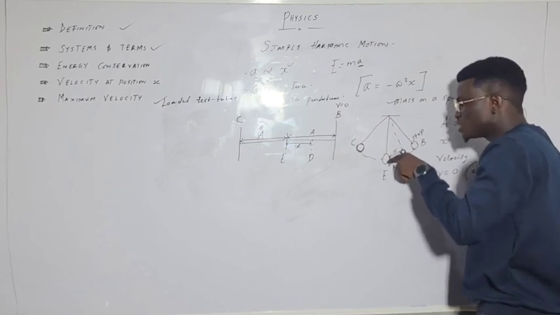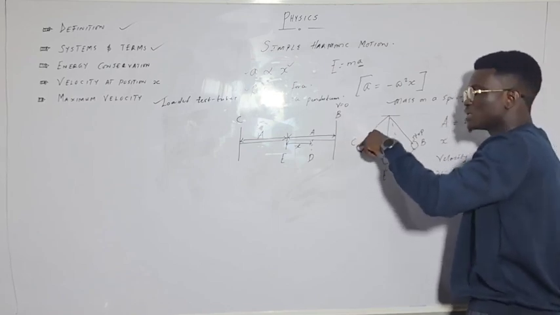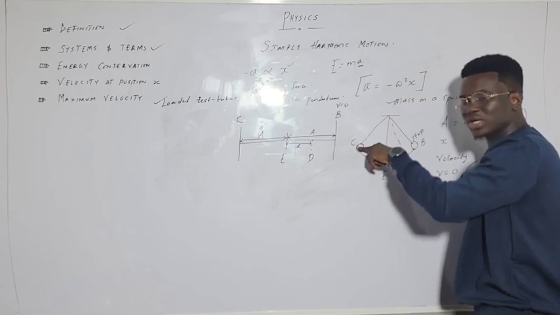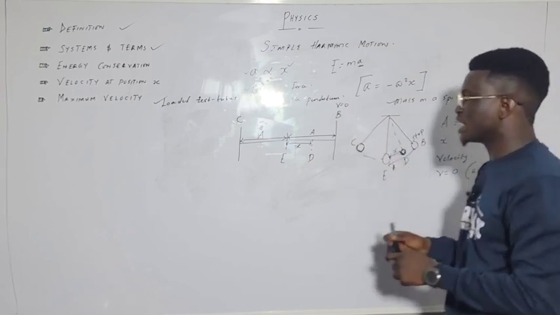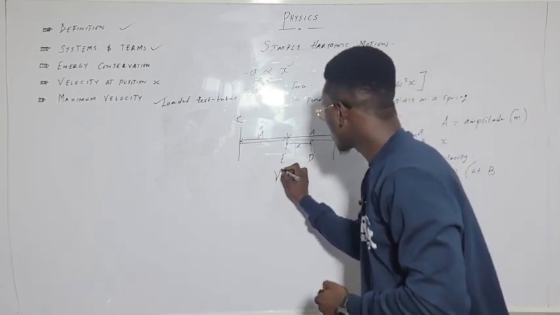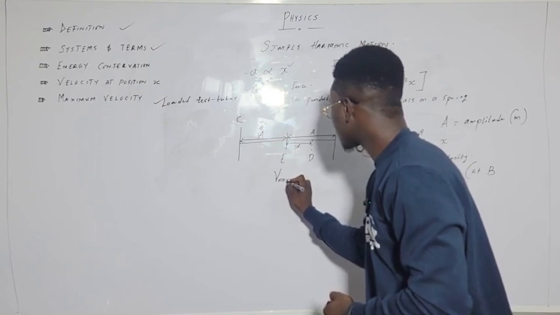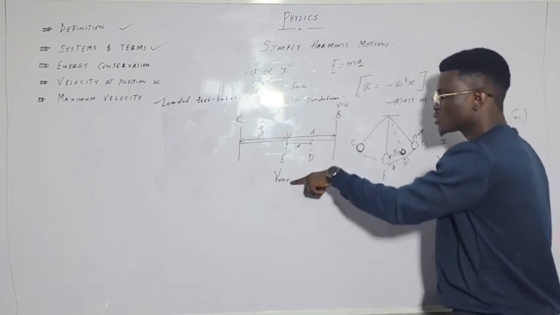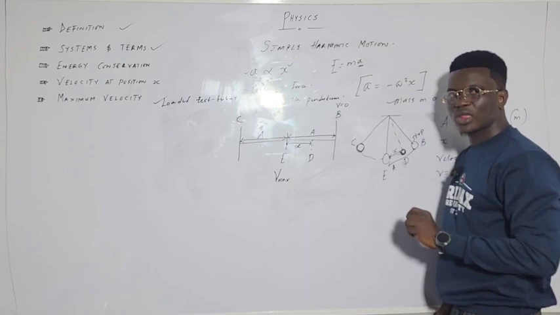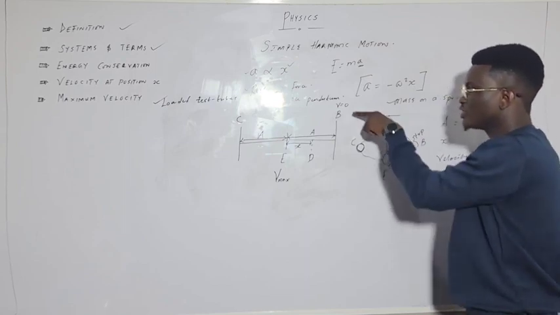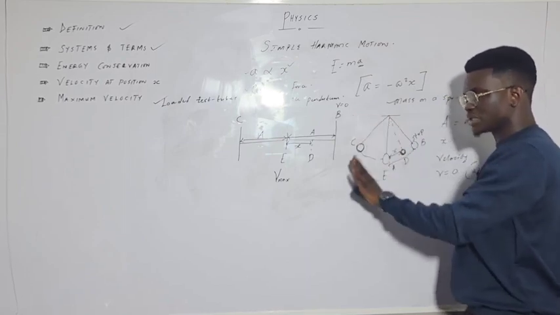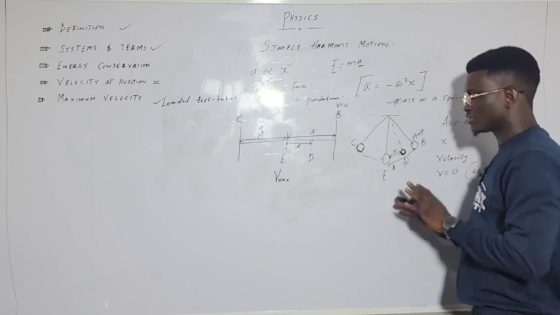Then it will keep that speed and move on. When it gets to C, the V will become 0 again. Then it will come back. So the maximum speed, let's represent it with V sub max, is at E. Let's not forget that. So the V is 0 at what? At B. Please just try to follow this one after the other.